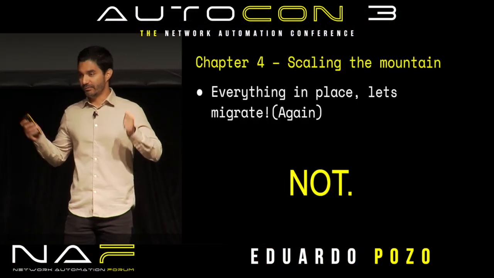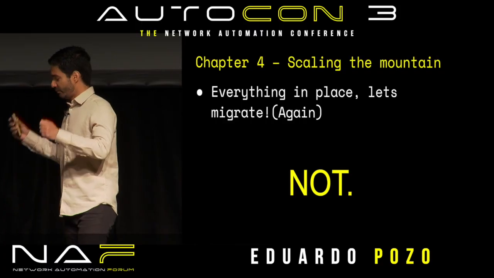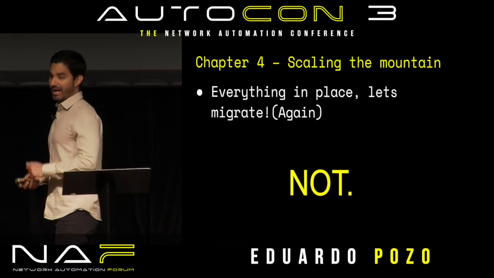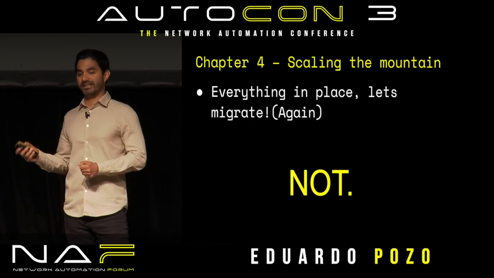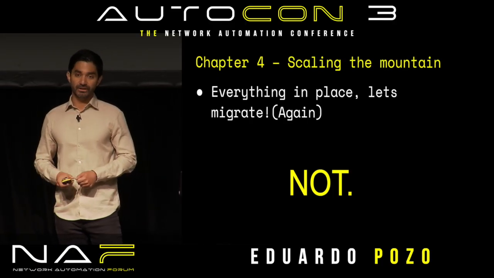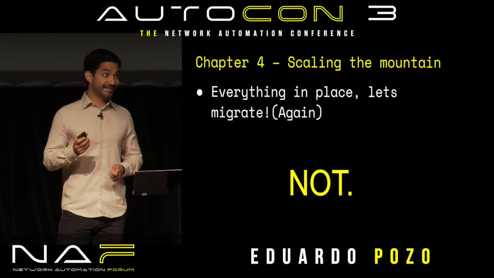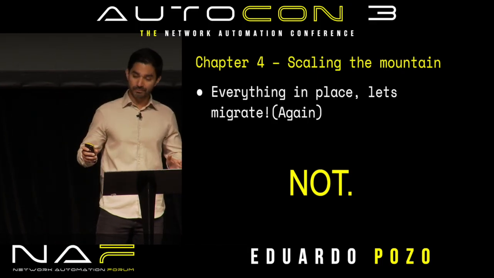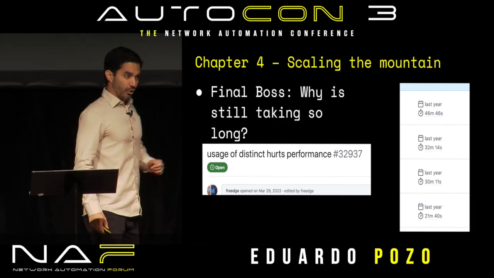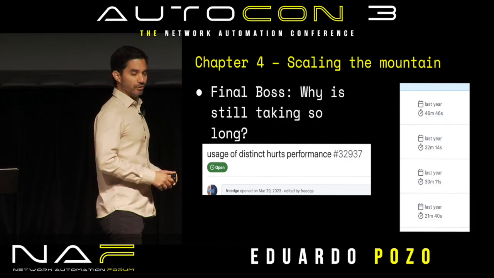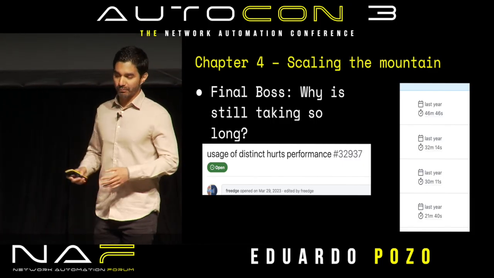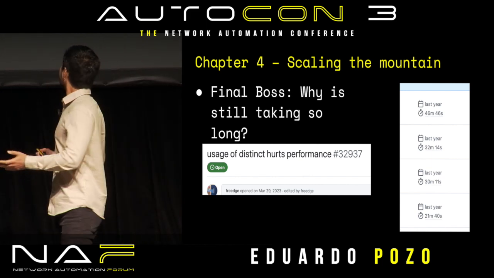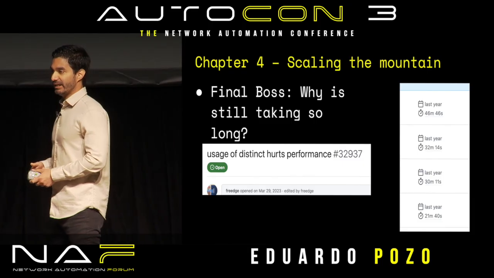Again, everything is in place. We have distributed the controllers. We have divided our state. Let's migrate again. Let's try. We are migrating a data center with 550 leaves, thousands of objects, and at least 2,500 VLANs. Don't ask me why they had so many VLANs, but they were there. No, still taking a long time. So this is our final boss. We are almost there, but it's still taking a long time. What's happening? 32 minutes to create a VLAN.